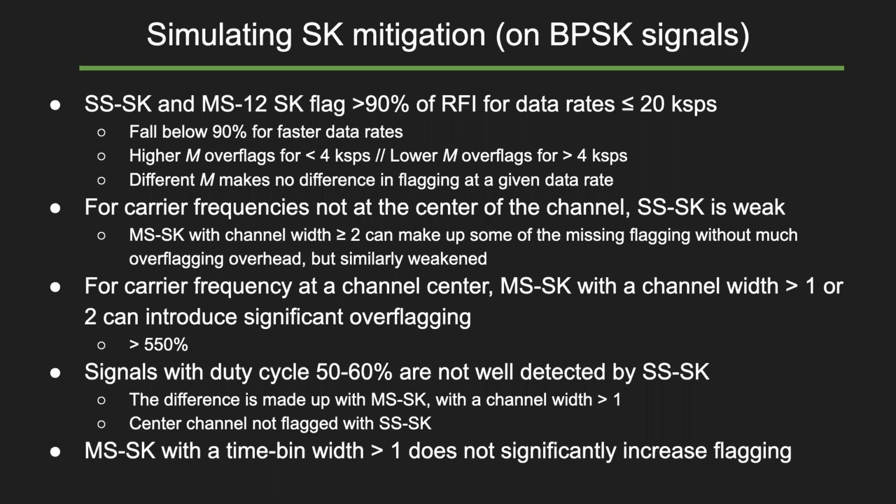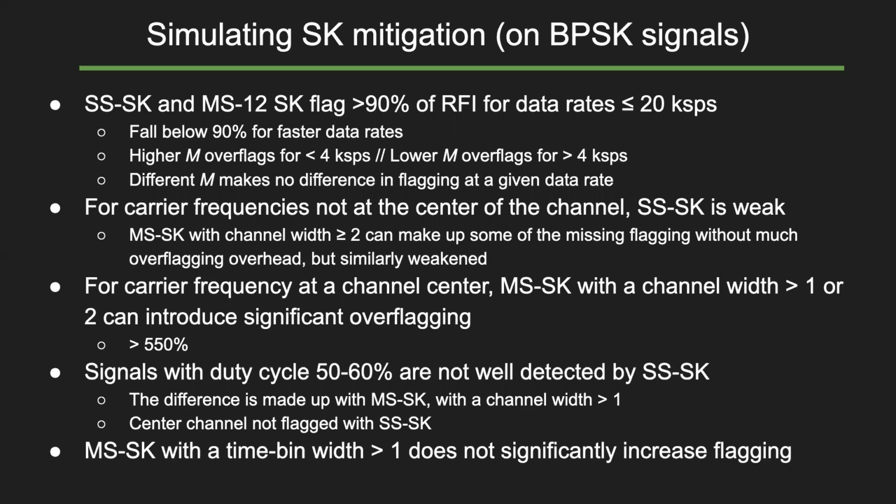So for RFI that has a data rate, and this is only on binary phase shift keyed signals, I'm working on playing around with different kinds of encoding, but I'm not quite there yet. But for data rates less than 20 kilobits per second, both the single scale and multi-scale flag more than 90% of the data. It falls below 90% for faster data rates. It gets down to like the 60s or 30%, 60 to 30%. Even as low as 20%.